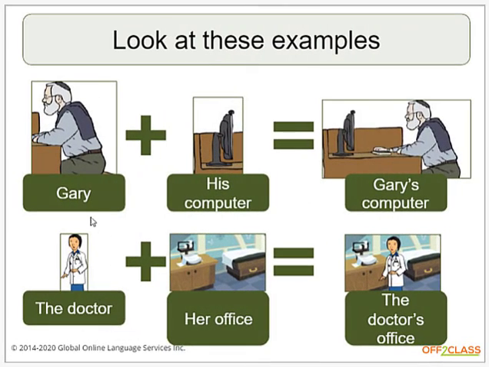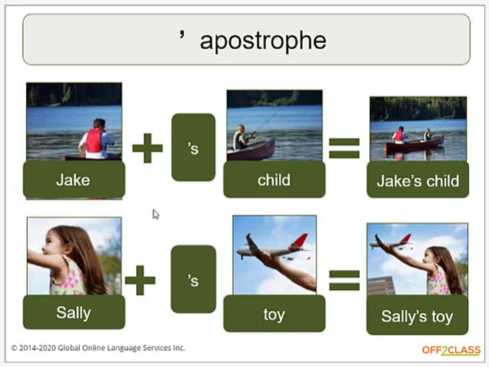Here's another warm-up. Gary plus his computer equals Gary's computer. The doctor plus her office equals the doctor's office. Okay, now we're going to add the apostrophe. So Jake plus apostrophe S child equals Jake's child. See what we did there? Sally plus apostrophe S toy equals Sally's toy. An apostrophe is added after the noun and before the S to show possession. So, Jake's child.